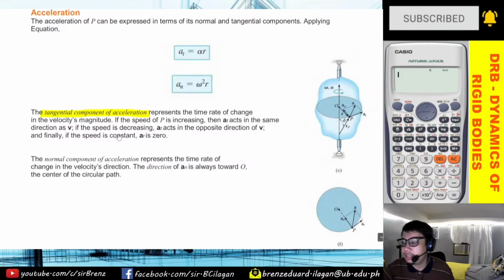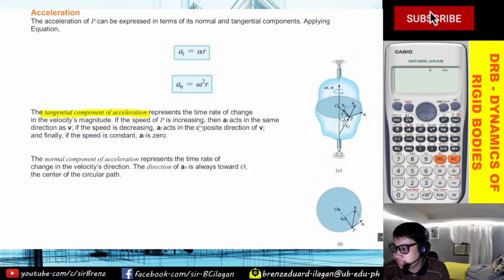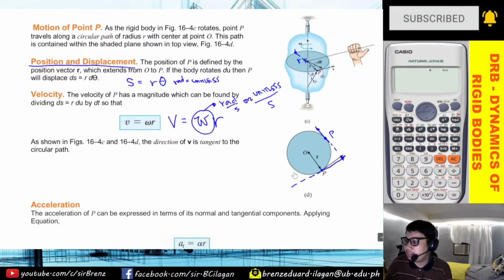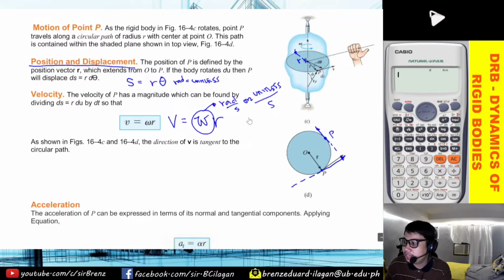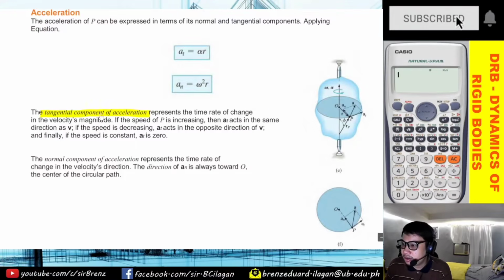So the tangential component of acceleration represents the time rate of change in the velocity's magnitude. If the speed of P is increasing, then the tangential acceleration acts in the same direction as v. Okay, if you recall the figure earlier, your velocity v is tangent to the circular path. So the tangential component of acceleration is also tangent.